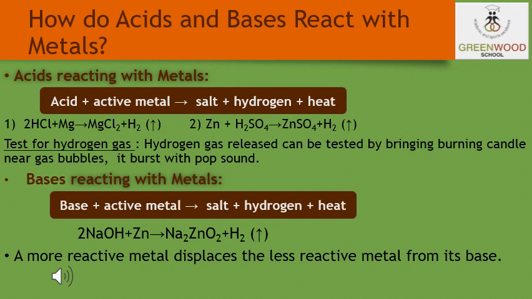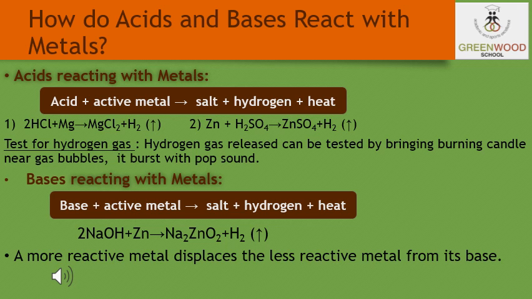So, when the acid is reacting with the metals, they give us the salt and the hydrogen. Similarly it is with the base also. When the base is reacting with the metals, again they will give us the salt and the hydrogen.